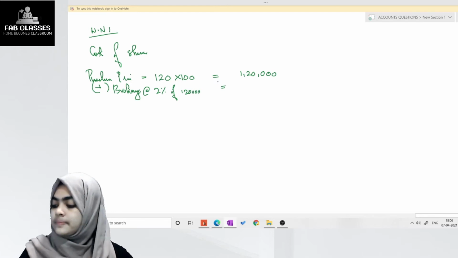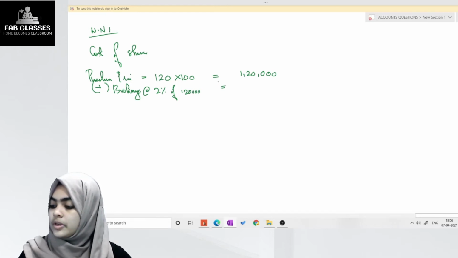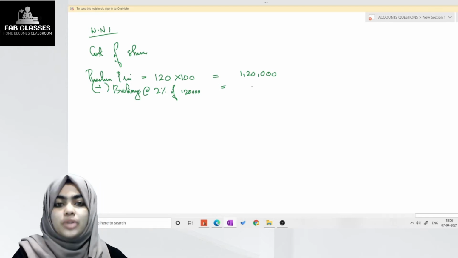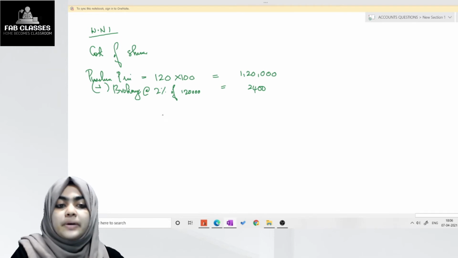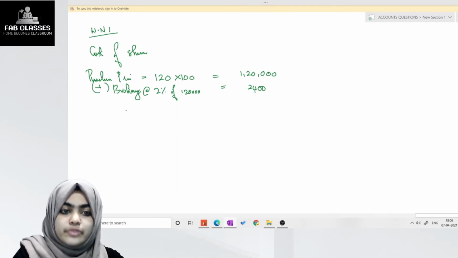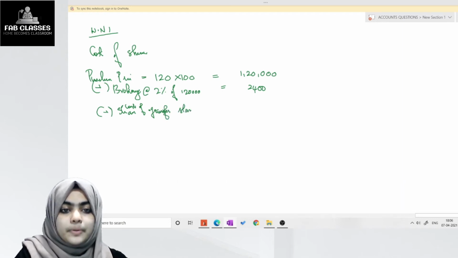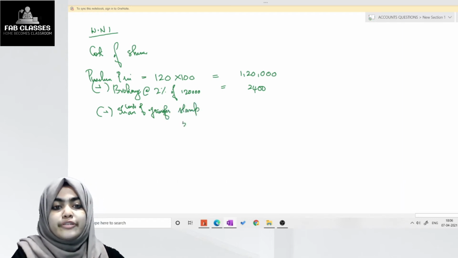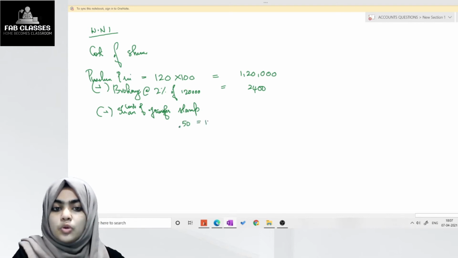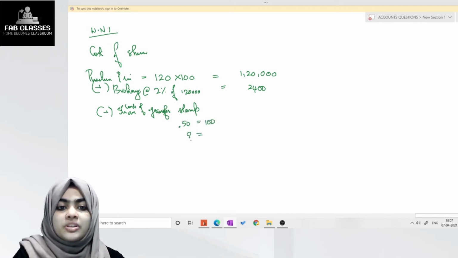1,20,000, which will be into 2%, in the sense 2,400. And also 50 paise per rupee 100 as share transfer stamp. That means the cost of share transfer stamp is 50 paise per rupee 100. So how much will it be for 1,20,000 rupees?